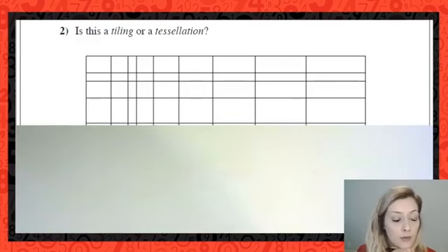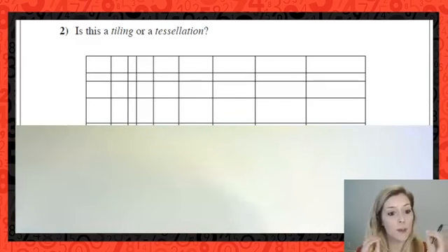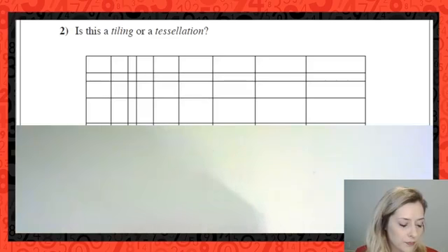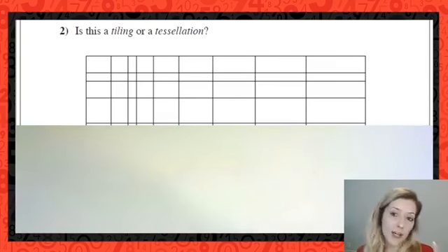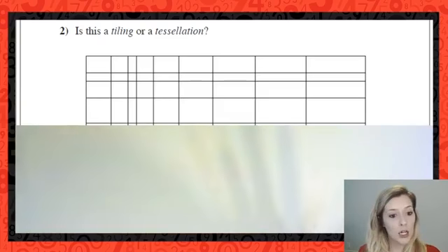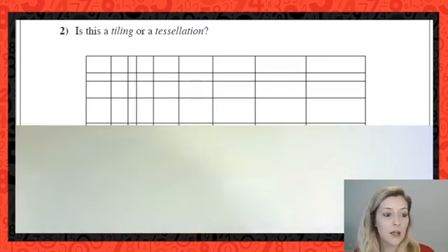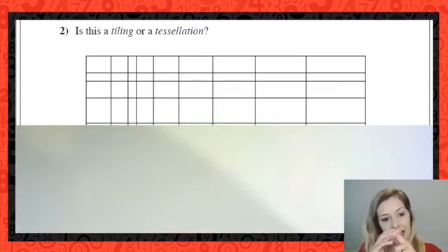And then we'll go through a few more just to make sure we're on the same page about the difference. All right. So one of the key differences that we talked about was that in tessellations, you actually have some part of your design, some pattern, whether it's one shape or polygon or a combination of them, and that's being repeated. But it's that exact same pattern that's being repeated.